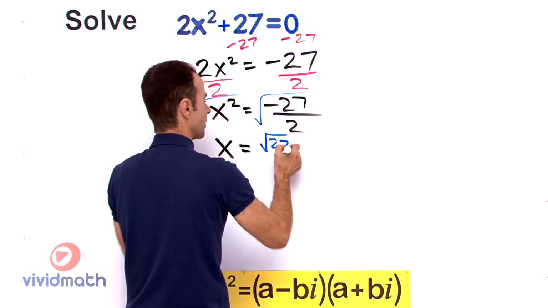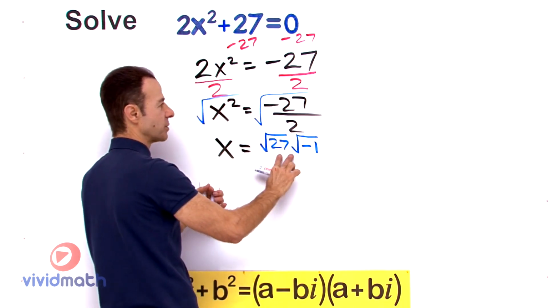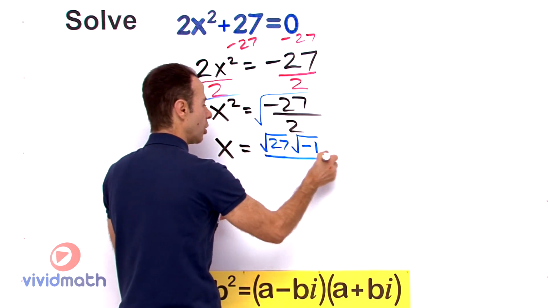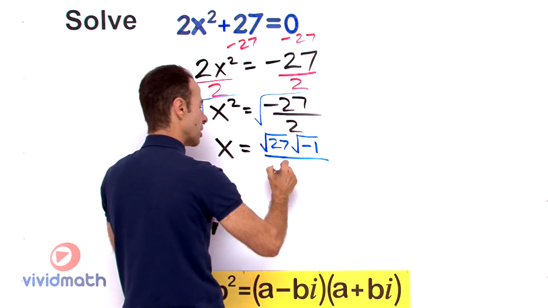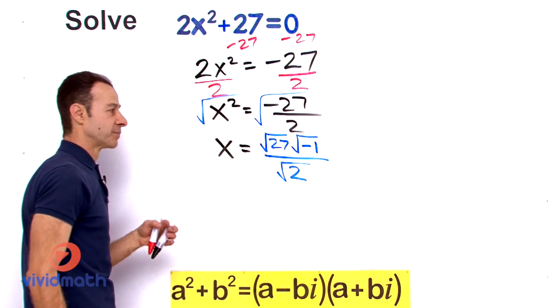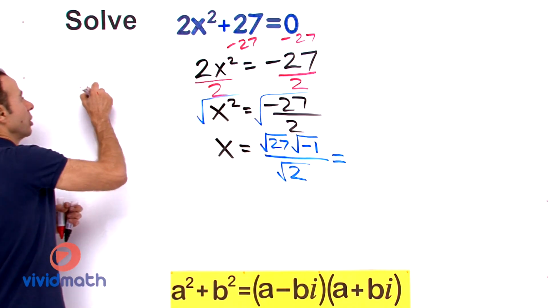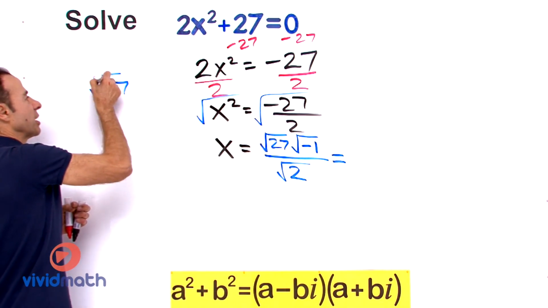Which equals the square root of 27 times the square root of negative 1. Negative 1 times 27 is negative 27, all over the square root of 2, since the whole thing has been square rooted. Now what does that equal? Well, that equals the square root of 27. How would we write this in radical form?